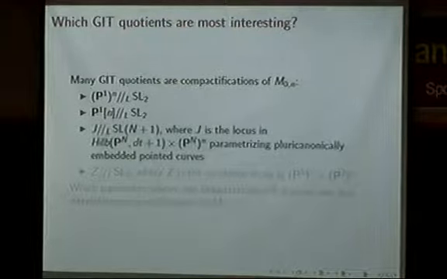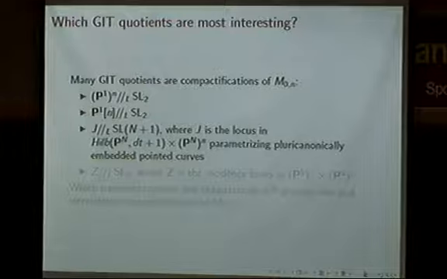Another parameter space you could start with is something like what appears in my paper with Elizabeth Baldwin or in my PhD thesis. You could start with a locus in the Hilbert scheme, which parametrizes pluricanonically embedded pointed curves. Okay, and again, you have a choice of linearization.